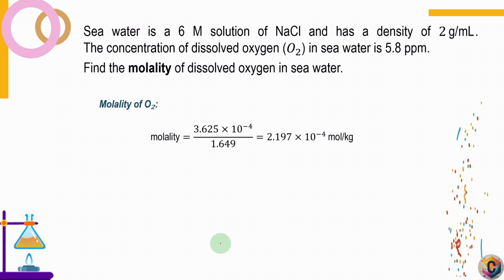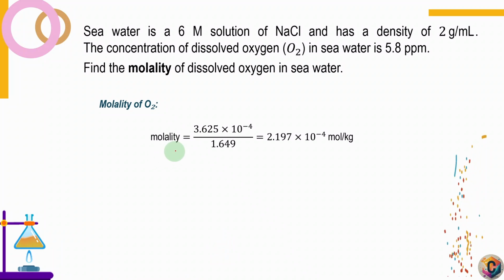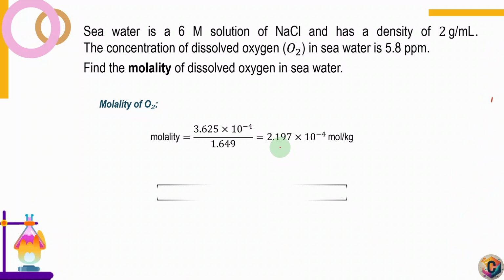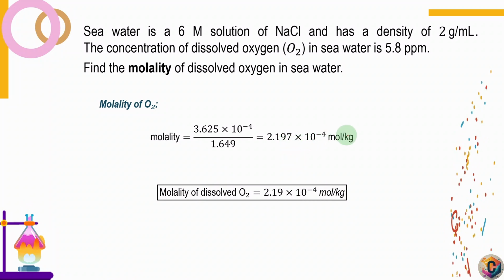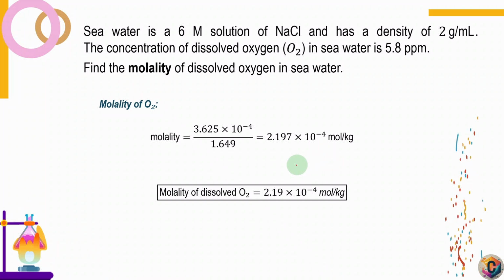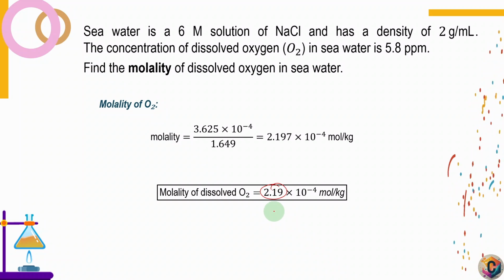Now I simply have to substitute the values. The molality is equal to number of moles divided by mass of solvent in terms of kg. The number of moles we have calculated is 3.625 into 10 to the power minus 4, divided by 1.649. The value I have calculated is 2.197 into 10 power minus 4. So here is the value of X. If you convert it into the nearest integer, you will get the answer as 2.